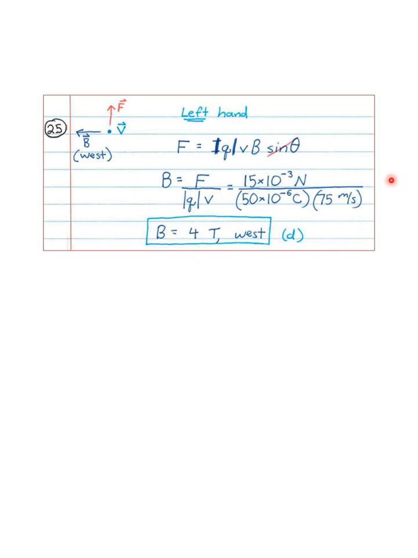Now, as for the direction, we want to know the direction of the magnetic field. And so we'll point with our left hand coming out of the page, rotate so our thumb can point upwards as you see the force drawn, and our fingers should curl to the left, which is the westward direction.